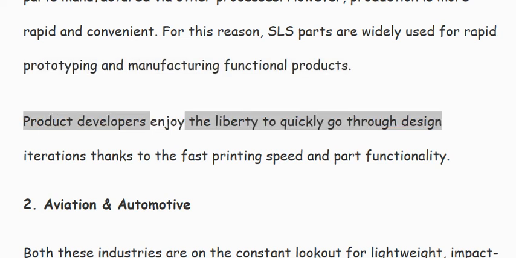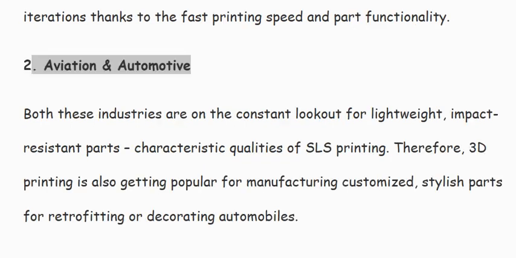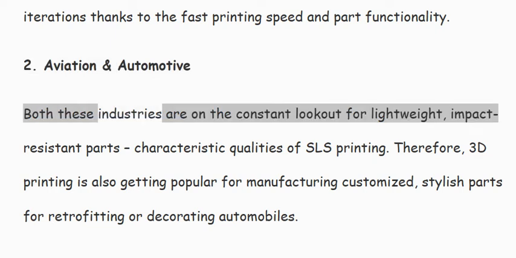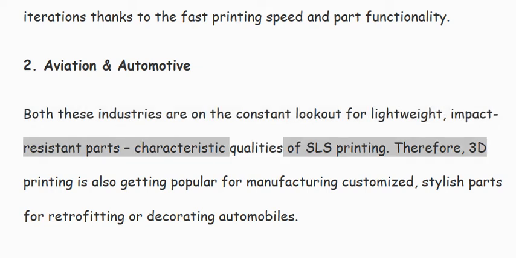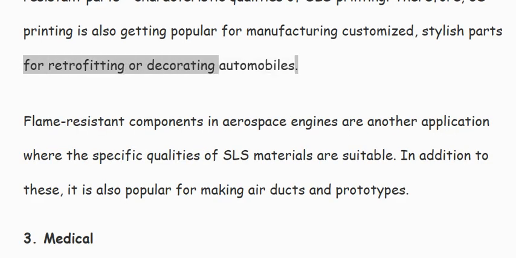Product developers enjoy the liberty to quickly go through design iterations thanks to the fast printing speed and part functionality. 2. Aviation and automotive. Both these industries are on the constant lookout for lightweight, impact-resistant parts, characteristic qualities of SLS printing. Therefore, 3D printing is also getting popular for manufacturing customized, stylish parts for retrofitting or decorating automobiles.